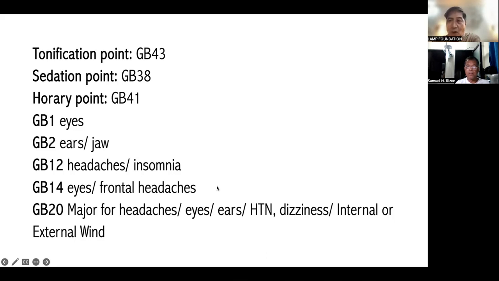Okay. GB1, remember this. Where is GB1, Sir Michael? Can you show us? Can you show your camera? Can you show your face?